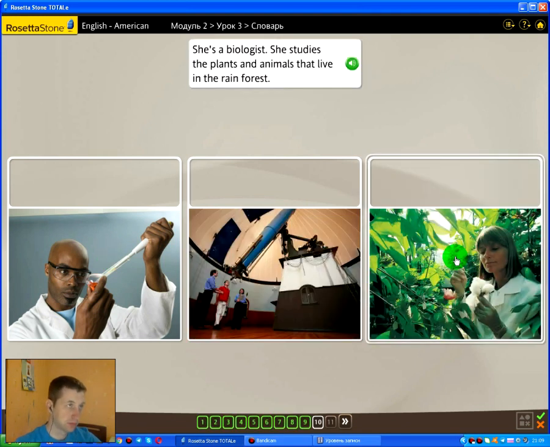She's a biologist. She studies the plants and animals that live in the rainforest. Это биолог. Она изучает растения и животных, которые живут в тропическом лесу.